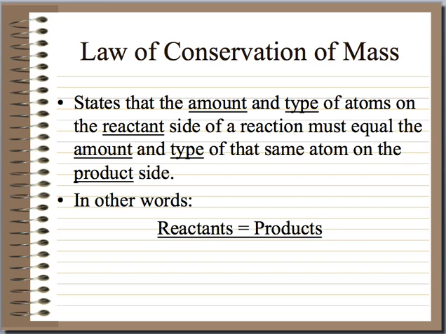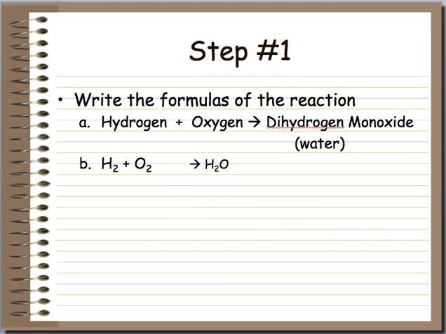So there are 3 basic steps to balancing, and our first step is you write the formulas for the reaction. So we're showing here an example. We have hydrogen, and it's going to react with oxygen to form dihydrogen monoxide, basically water. But this right here is called a word equation. So step A is a word equation.